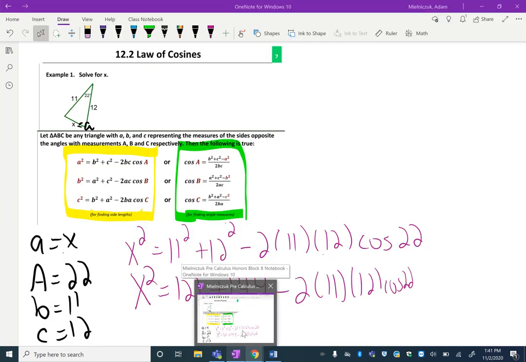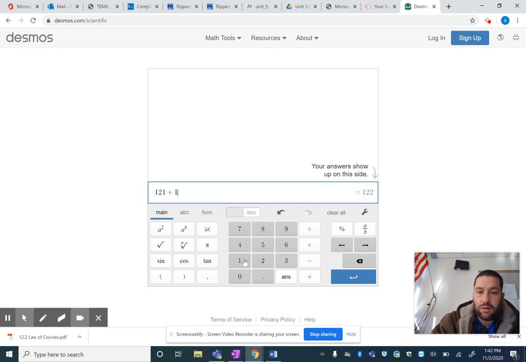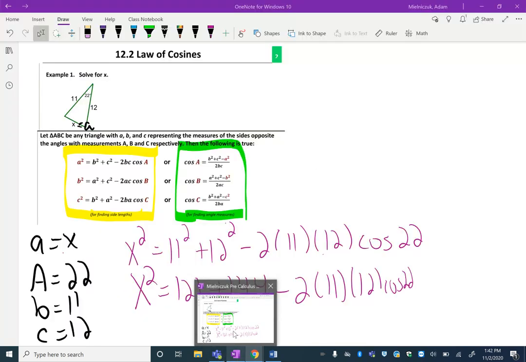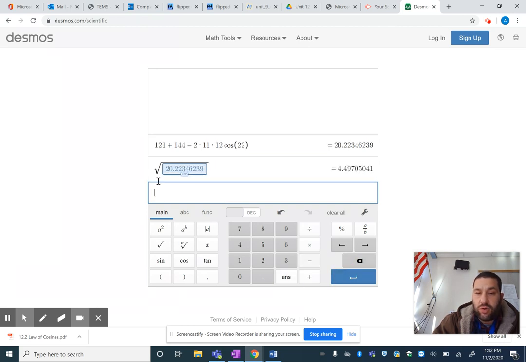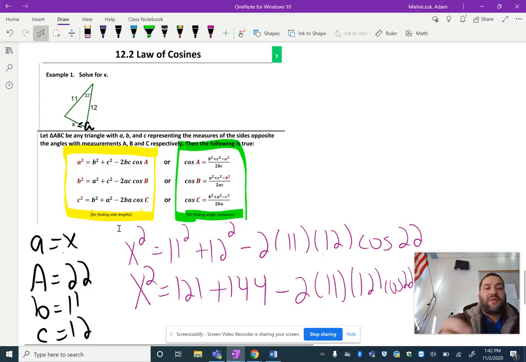We're going to put in 121 plus 144 and then minus 2 times 11 times 12 times the cosine of 22. When we enter, we get 20.22. But remember, we need to take the square root of that. So the square root of 20.222 is going to give us a side length of about 4.5. So we can say that a is about 4.5 units.